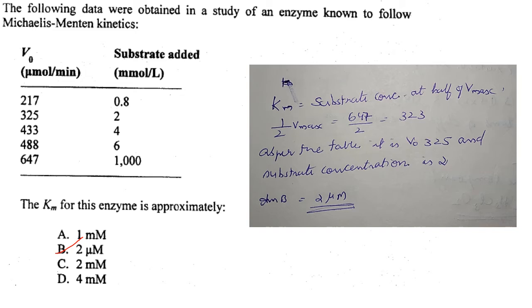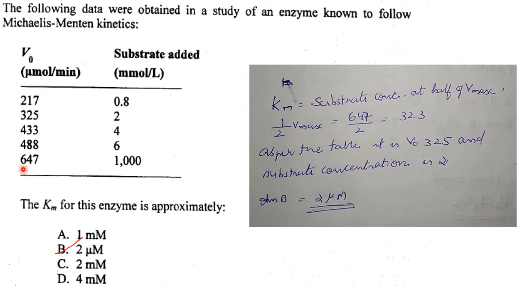Then next one. The following data were obtained in a study of an enzyme known to follow Michaelis-Menten kinetics. The Km of the enzyme is approximately. Now we all know that the Km value is the substrate concentration at half Vmax. So half Vmax we have to find out.